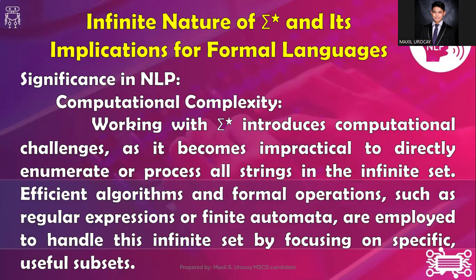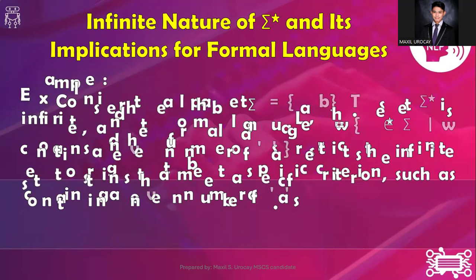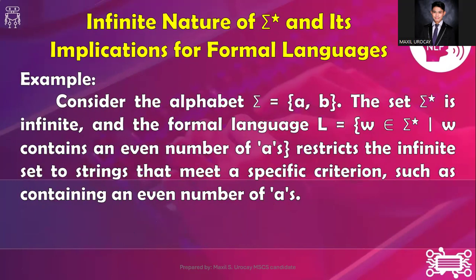Okay. Now next, in terms of an example, consider the alphabet {A, B}. The set Kleene star is infinite, and the formal language could be the strings over the alphabet where the string contains a given number of A's, which restricts the infinite set to strings that meet the specific criteria, such as containing an even number of A's. So therefore, there will be limitations declared right there. So that's how it works.